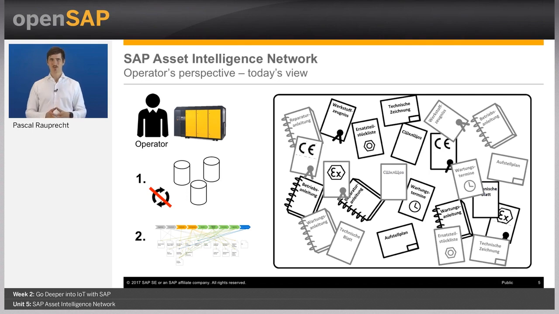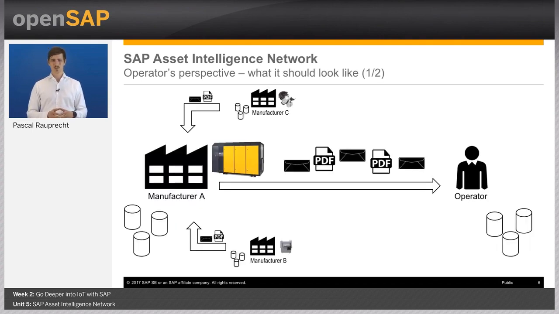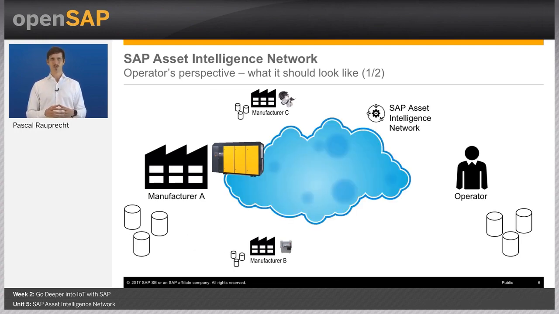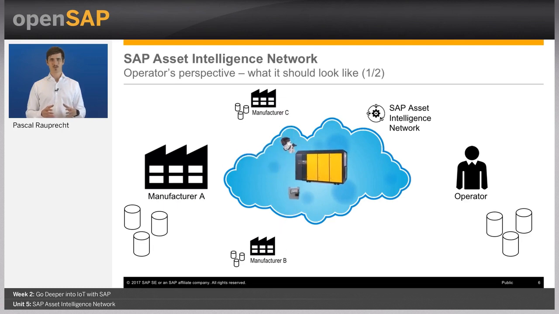So what we are trying to achieve with the Asset Intelligence Network, we want to get rid of the silos, rid of the semi-automatic way of sending data. We want to introduce one platform, so that every asset in the world is residing in our SAP Asset Intelligence Network platform. So here in that example, the compressor, or what we call digital twin of the compressor, would reside in SAP EAN, as well as all the components of that compressor.